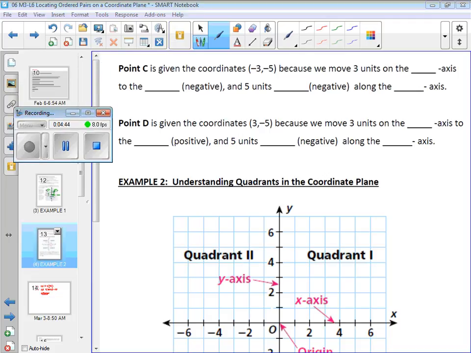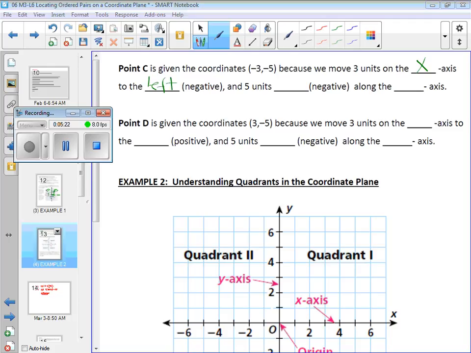Now, do me a favor. Point C is on the previous page, so you have to flip back and forth. Look back at C, and it's given the coordinates negative 3, negative 5. We move 3 units on which axis? The x-axis, to the negative, which is what direction from the origin? To the left. Everything to the left of the origin, 0, 0, is negative.